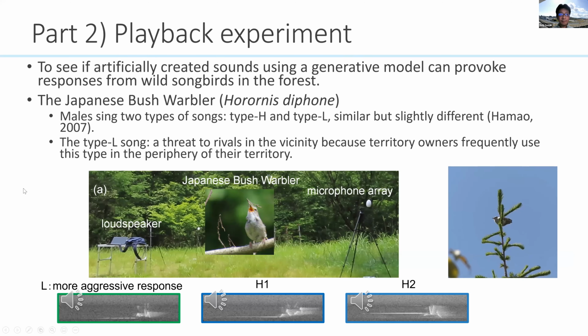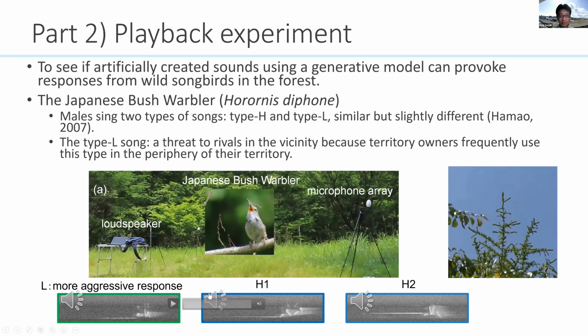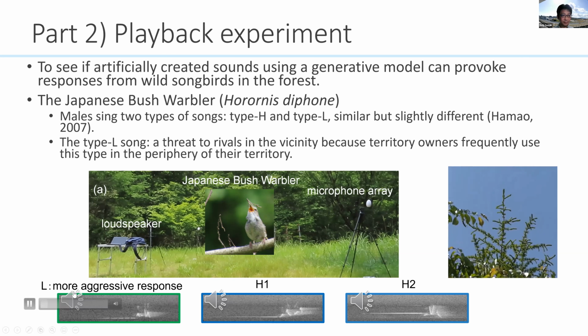This is the second part. We conducted a playback experiment to see if artificially created sounds using a generative model can provoke responses from wild songbirds in the forest. We focused on the Japanese bush warbler. The male of this species sings two types of songs, type H, this one, and also type L.